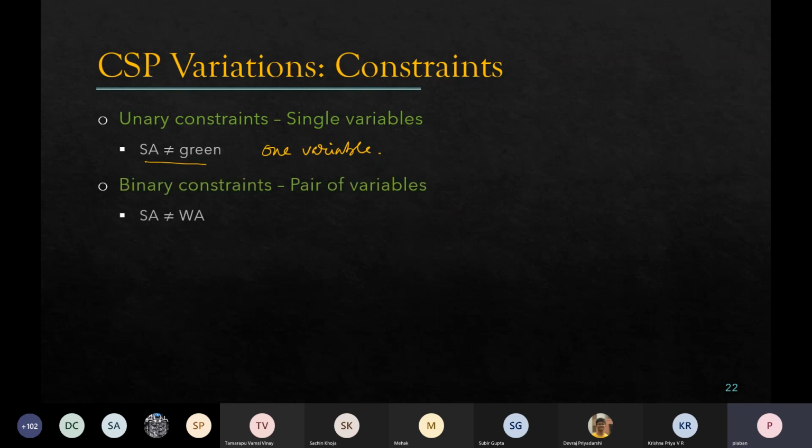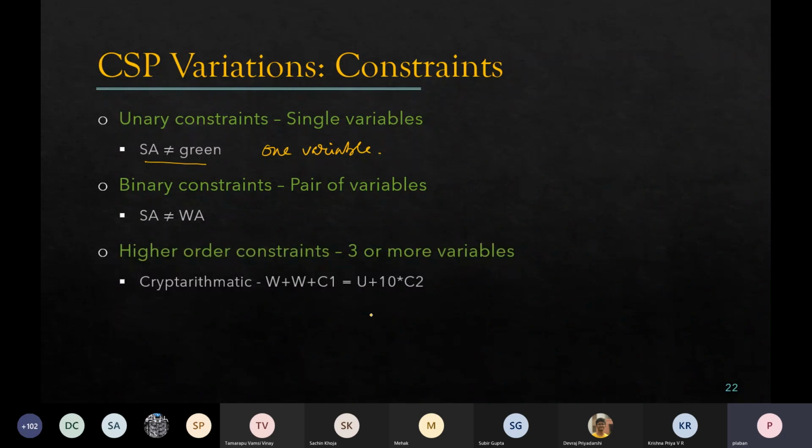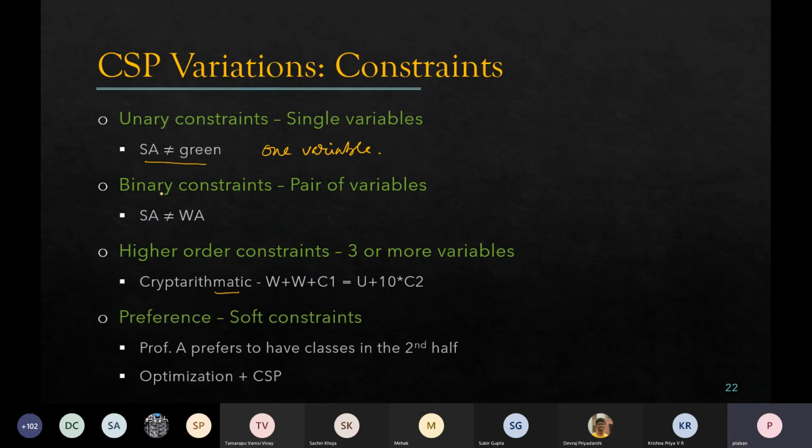The problem can again involve binary constraints, as we have talked about earlier, and it takes care of a pair of variables in its scope. One example of this sort would be SA not equal to WA. Or you might have higher order constraints that involve three or more variables, and we have seen an example of this kind of problem in the cryptarithmetic problem. Whatever kind of constraints we have talked about, they are called hard constraints. So whatever solutions you come up with should always satisfy this set of hard constraints.